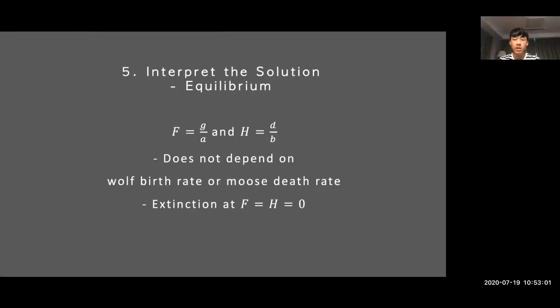And we can also interpret the values that we got from this. Because F is solely dependent upon G and A, we can know that this doesn't really depend upon wolf birth rate and moose death rate. And we can explain this by saying that the wolf birth rate and the moose death rate kind of cancel each other, so the two do not have a significant impact upon how the populations would vary. Another interpretation that we might do is that the extinction happens at F equals H equals 0. So that is the moment when both populations do not change.